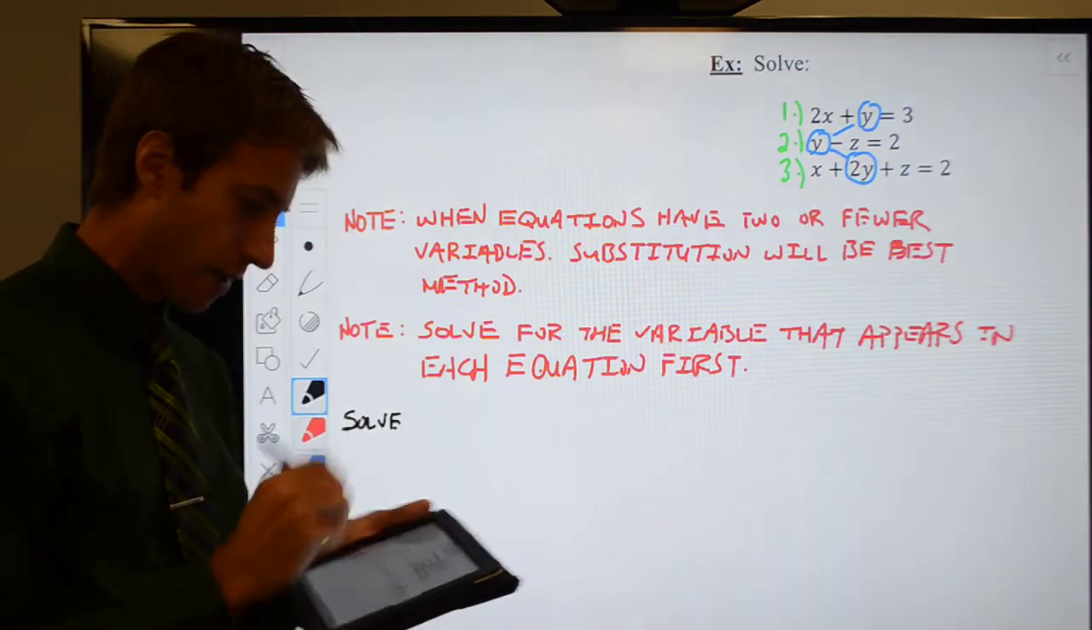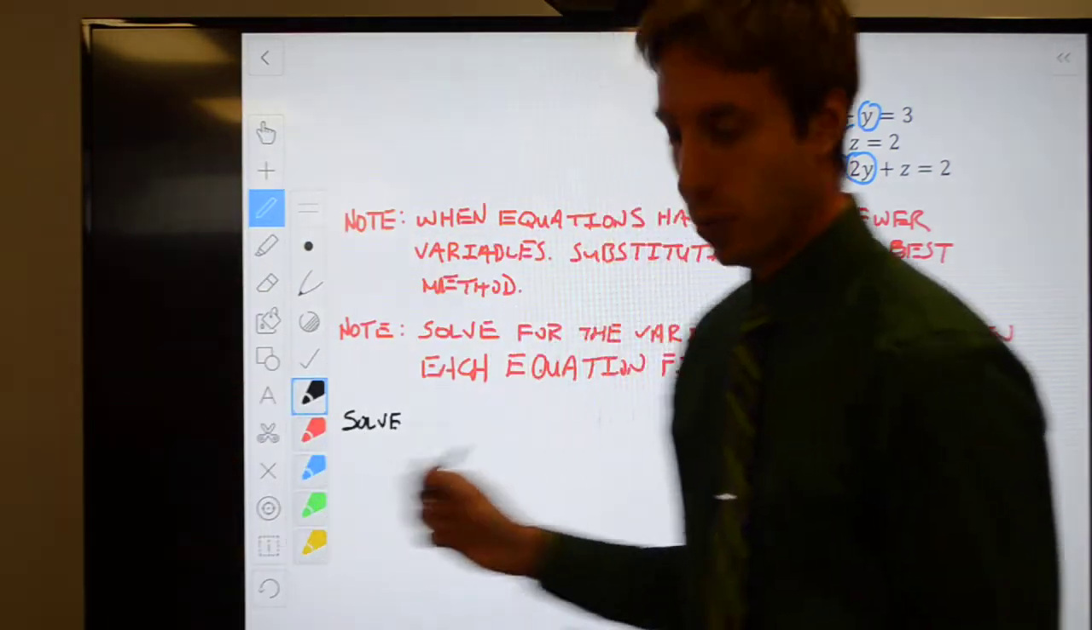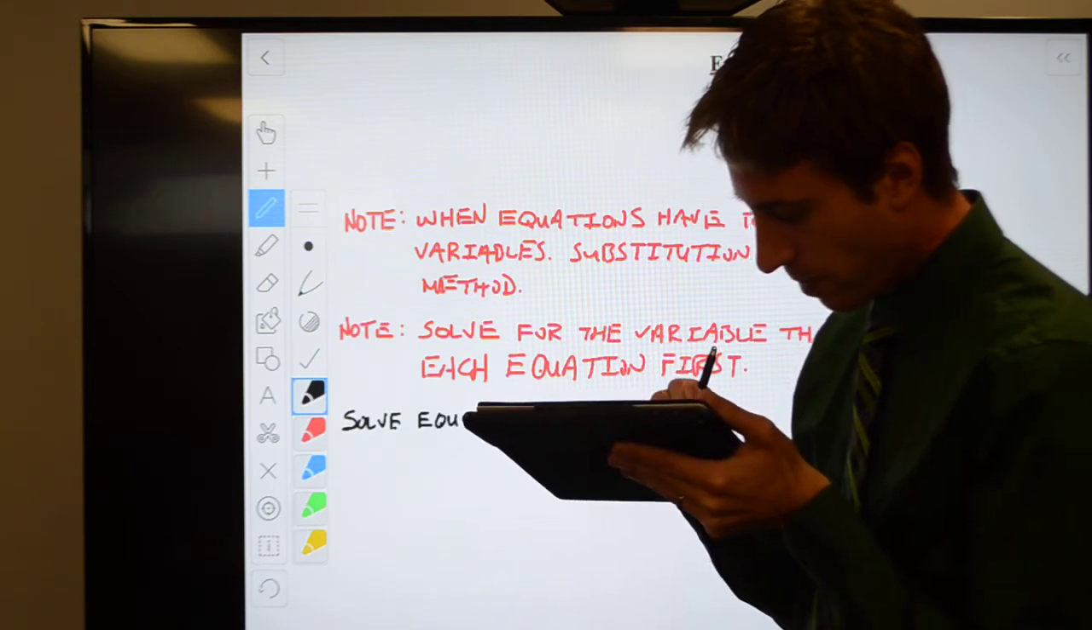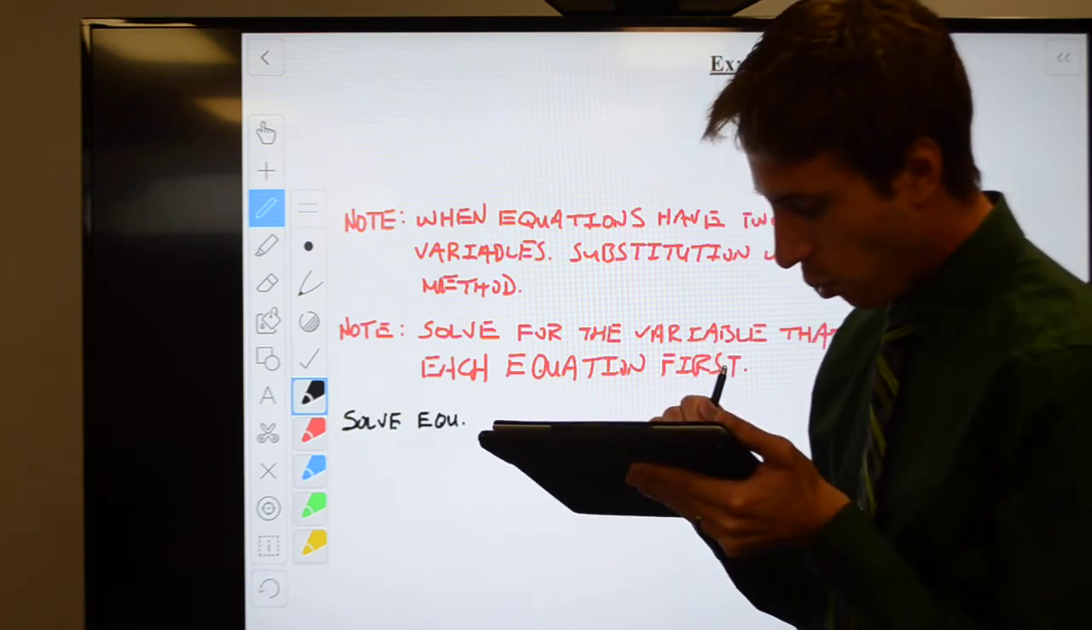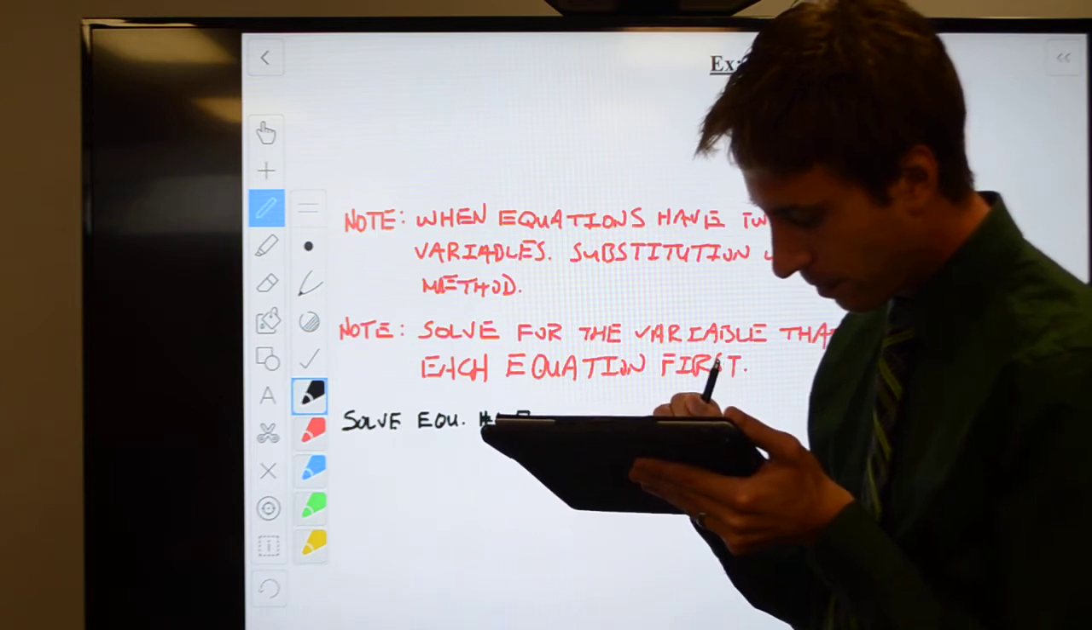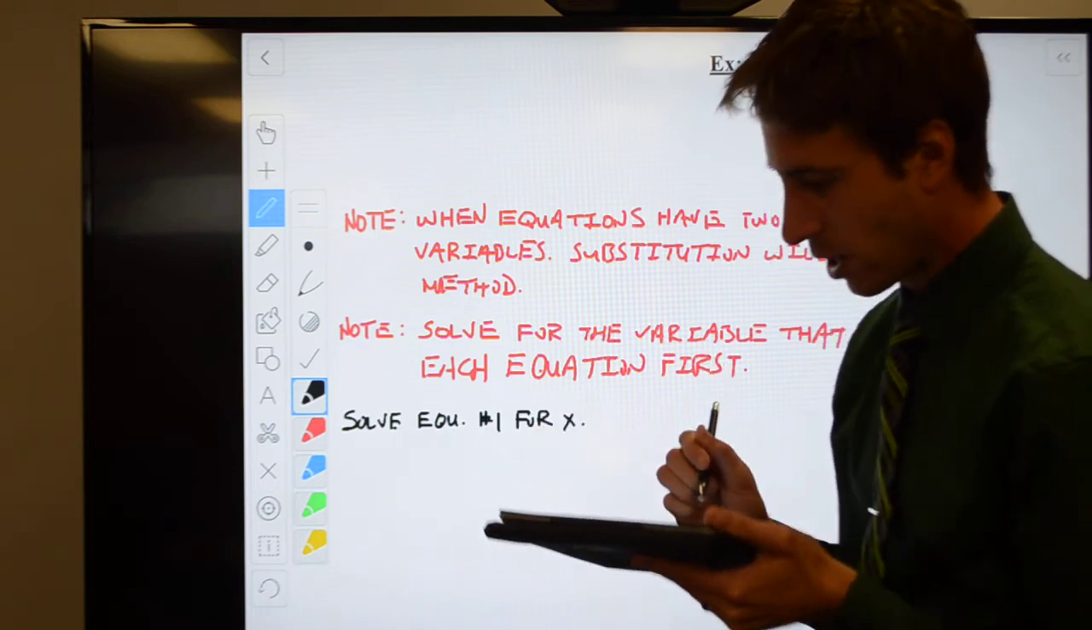We're going to solve, let me step over here. We're going to solve equation. Let me abbreviate equation so I don't run out of space. Solve equation number 1 for x. All right, here we go.